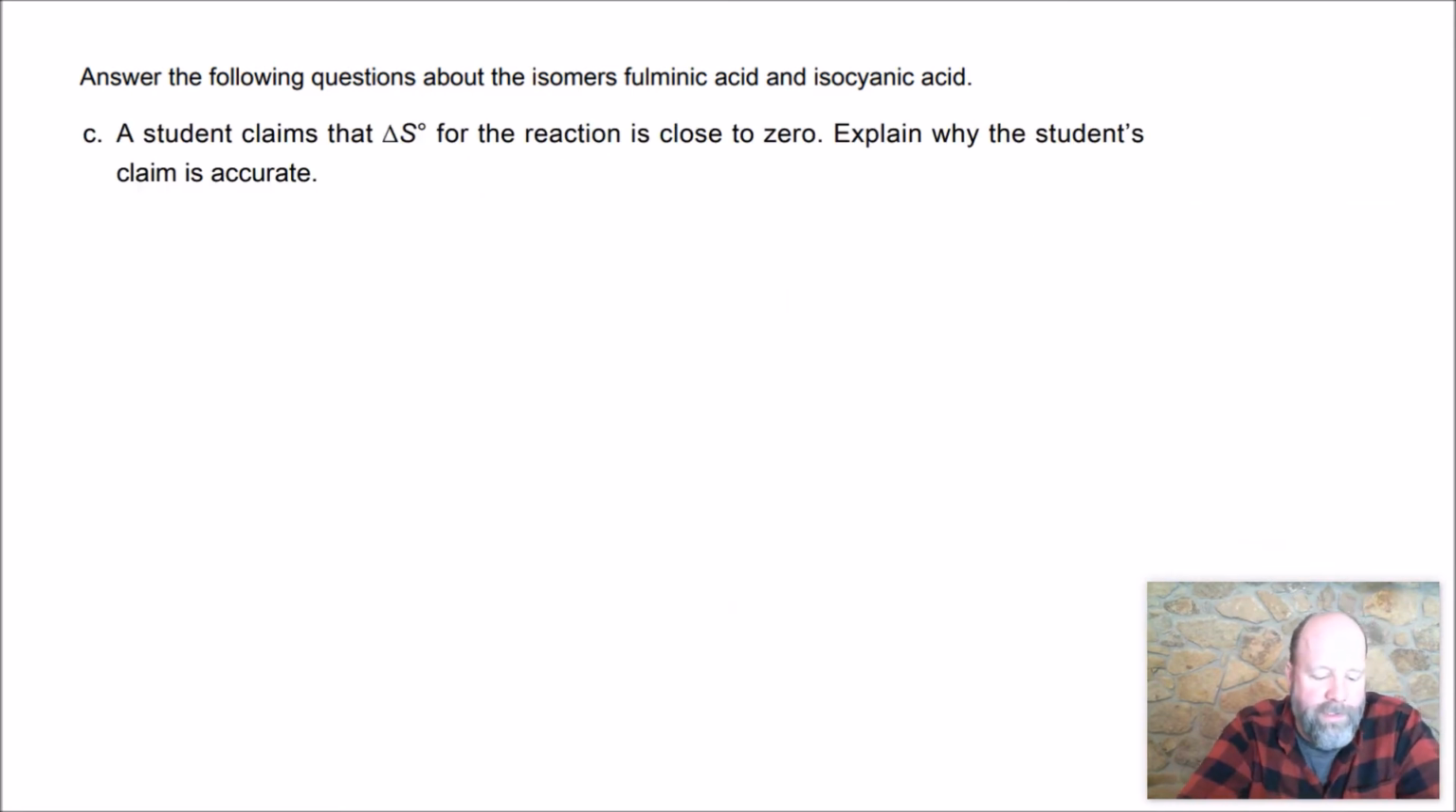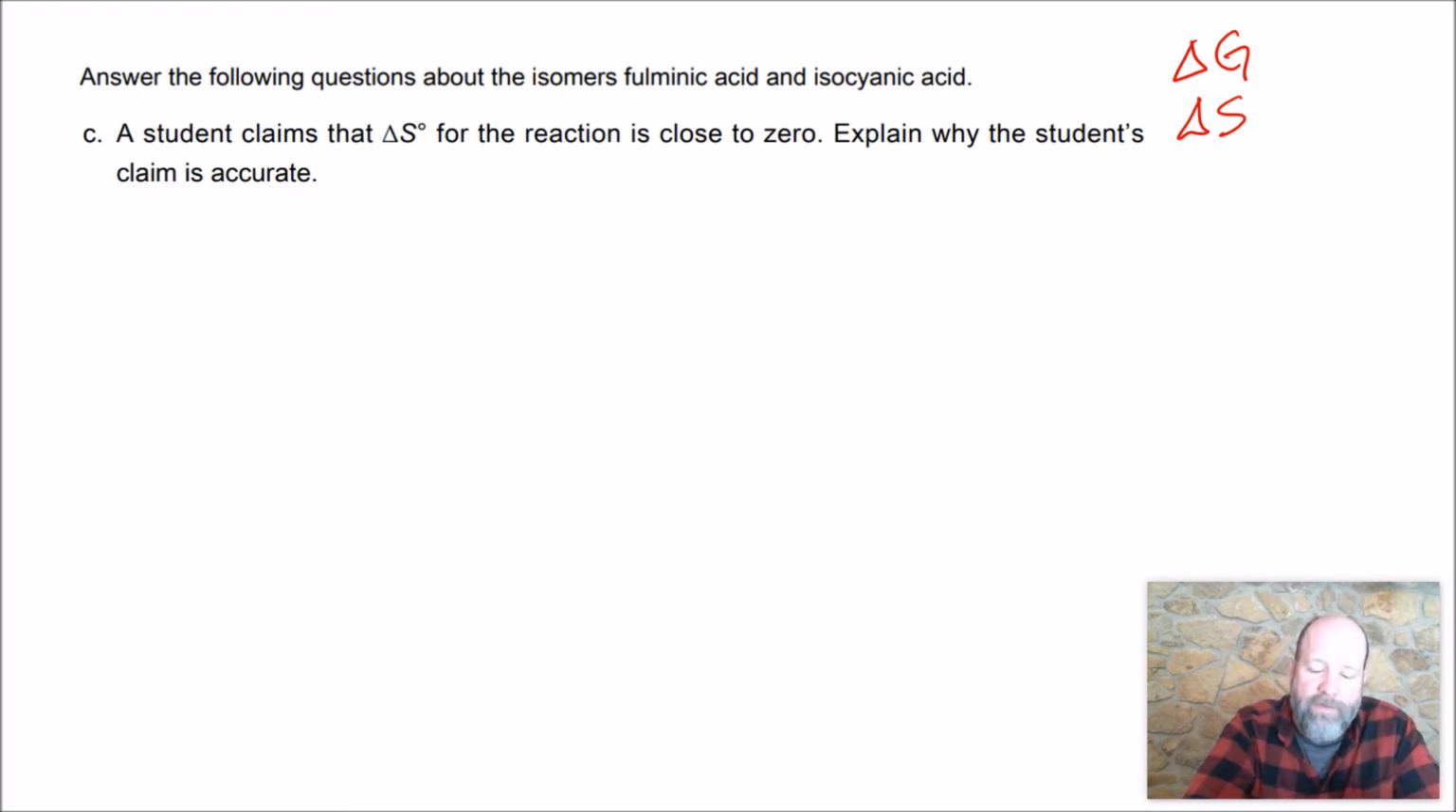Looking at part C, a student claims that delta S for the reaction is close to 0. Explain why this claim is accurate. Well, your initial response might be to try to do some math to show this, but you don't have delta G. You don't really have any way to calculate delta S. But if you remember, delta S, of course, is entropy, change in entropy. When we get entropy questions, a lot of times all we got to look for is changes in states or changes in the number of particles.